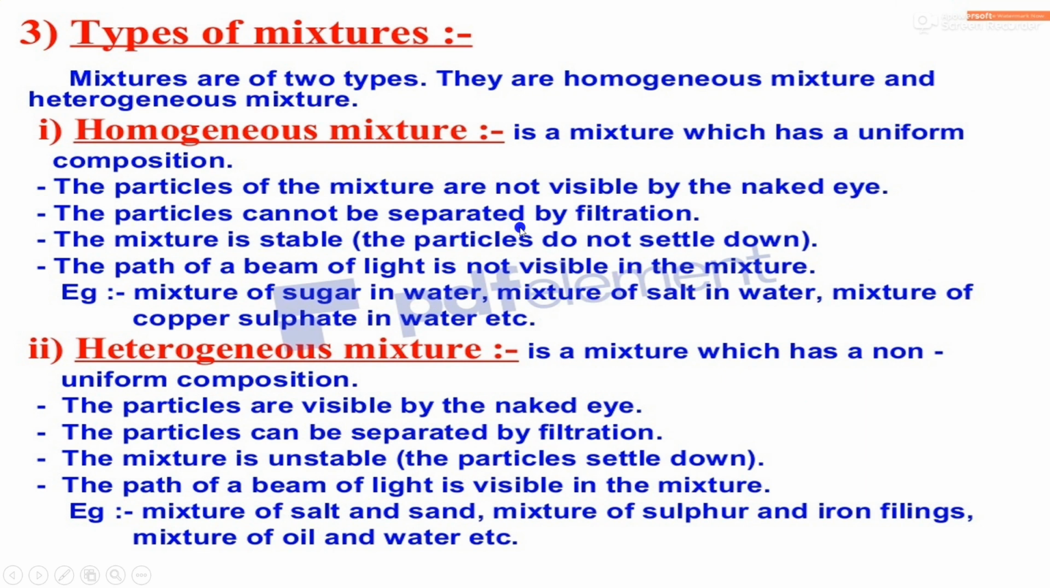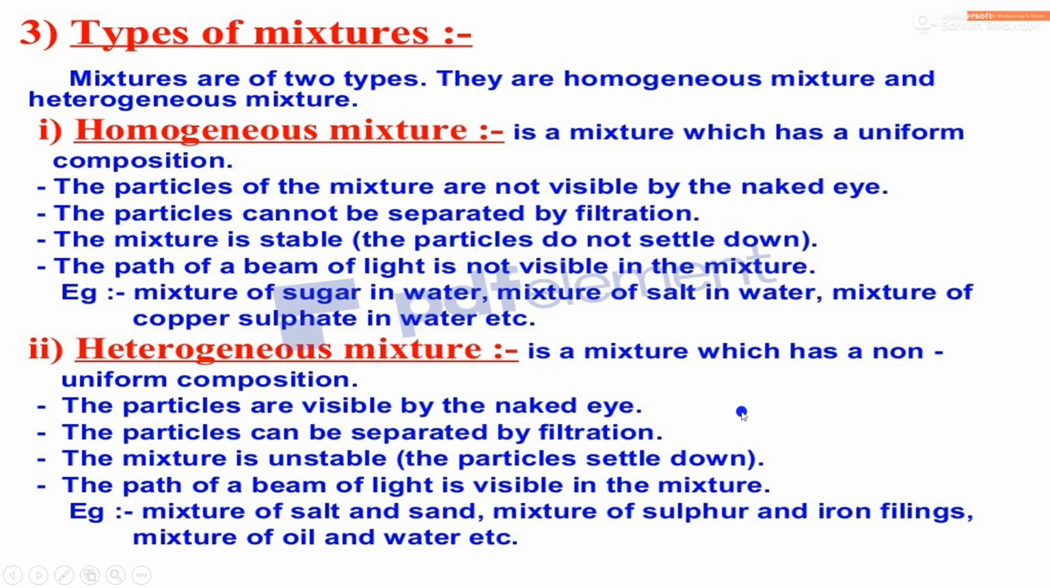The particles cannot be separated by filtration. The mixture is stable. That means the particles do not settle down. If you keep the mixture for some time, it will not settle down. The path of a beam of light is not visible in the mixture. If you try to pass a beam of light through the mixture, it will not be visible. For example, mixture of sugar in water, mixture of salt in water, mixture of copper sulfate in water. These are examples of homogeneous mixtures. Then we will go for a heterogeneous mixture.